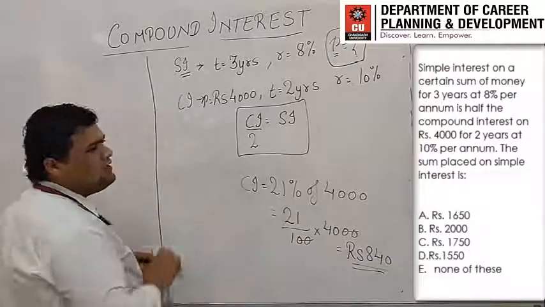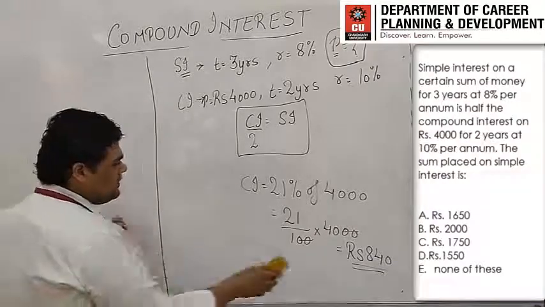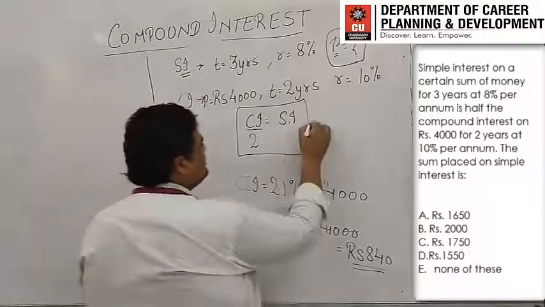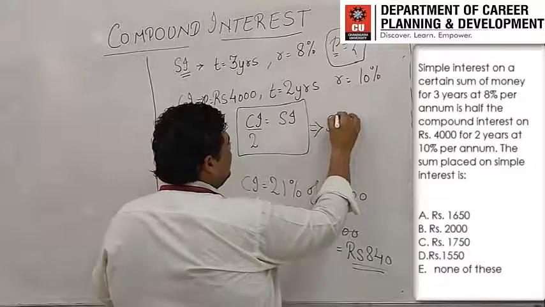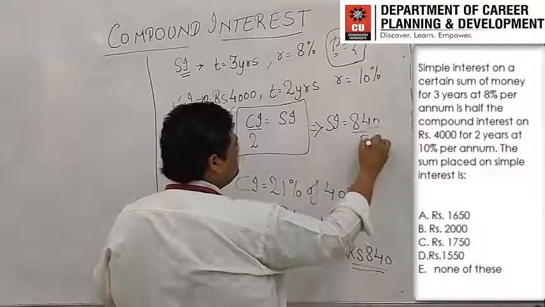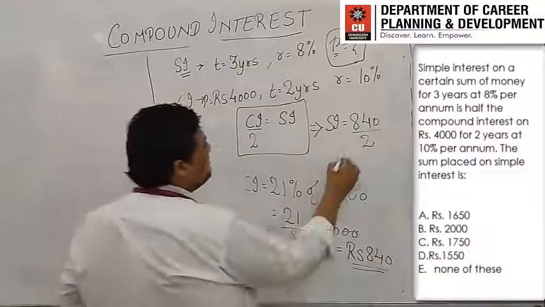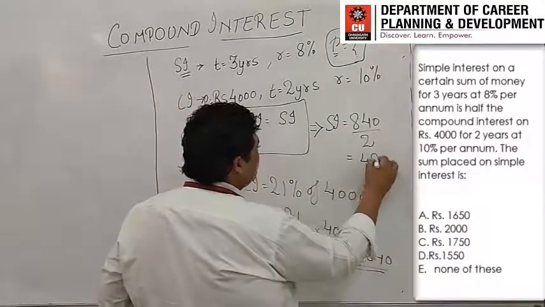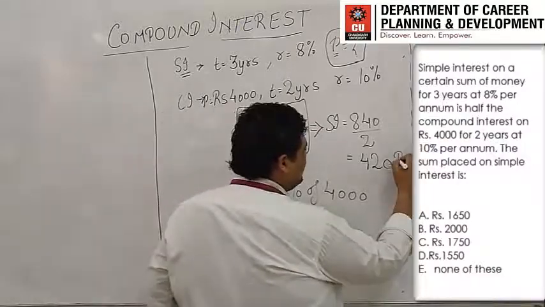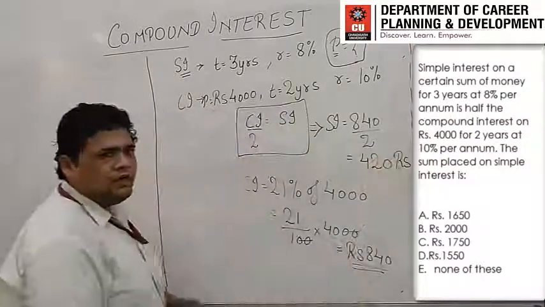This is double the simple interest. So the SI will be how much? From here the SI will be 840 divided by 2. If you calculate this, it will come out to be 420. SI is coming out to be rupees 420.